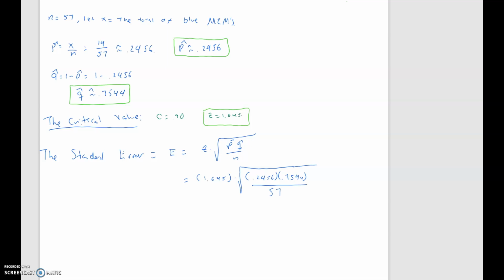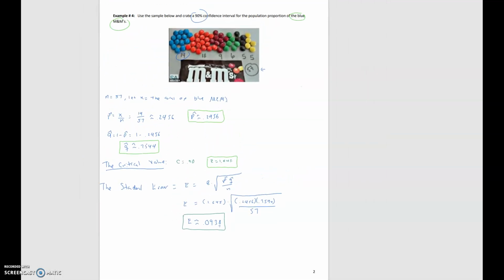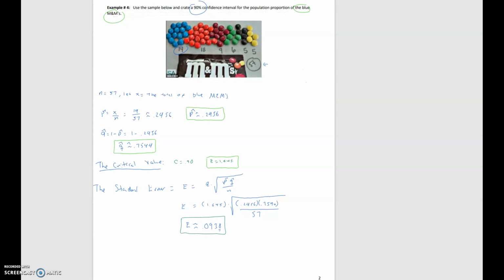And please take a second and evaluate that. 1.645... okay, so I'm getting that the standard error is going to be approximately 0.0938 if we round to 4 decimal places. Okay, so let me wait a minute so I can check that calculation again.